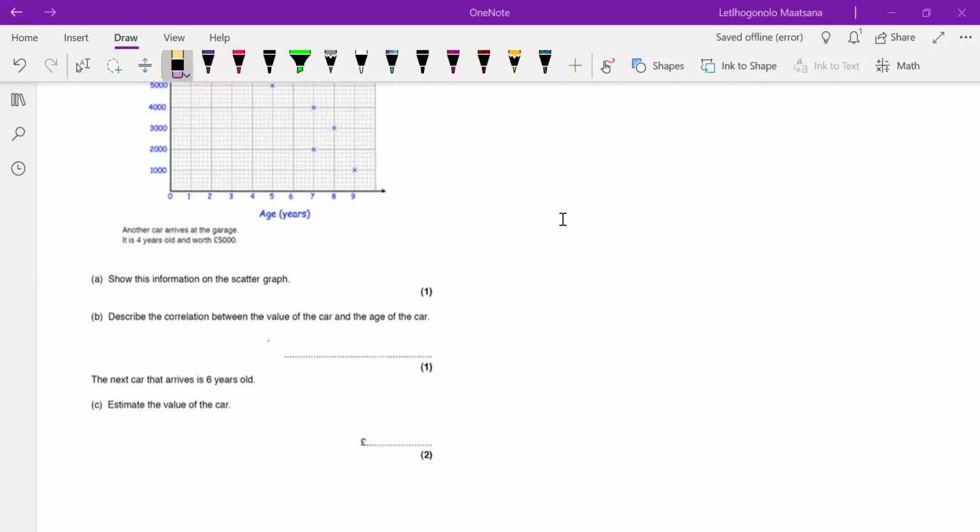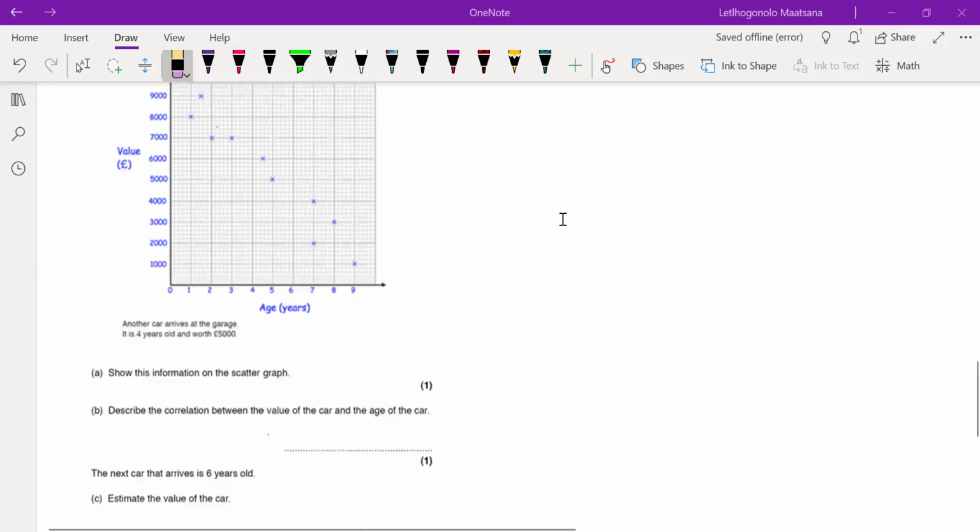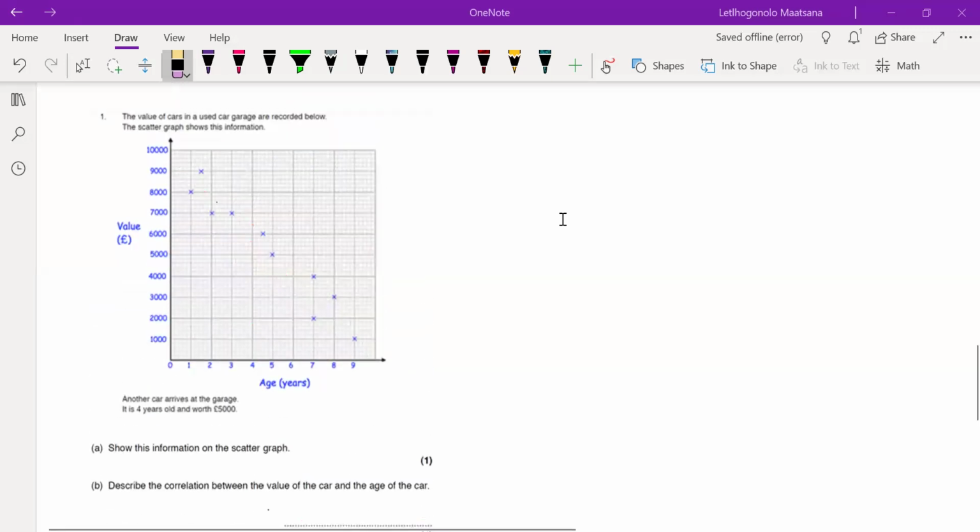Question C says the next car that arrived is 6 years older. Estimate the value of the car. So what we will do here is draw a line called best fit. Best fit needs to make sure that on your left-hand side and on your right-hand side, you have the same amount of points. And if you can go through at least 2 points, if not more, that would also be nice, right? So this is our best fit line.